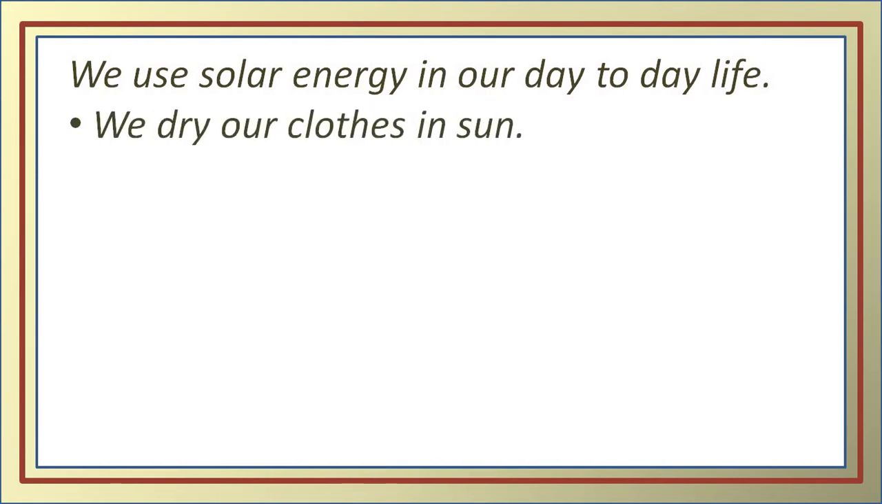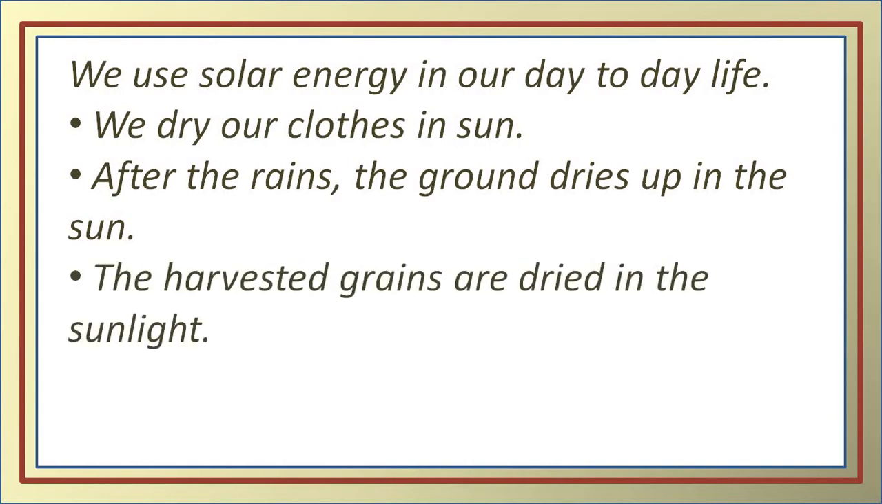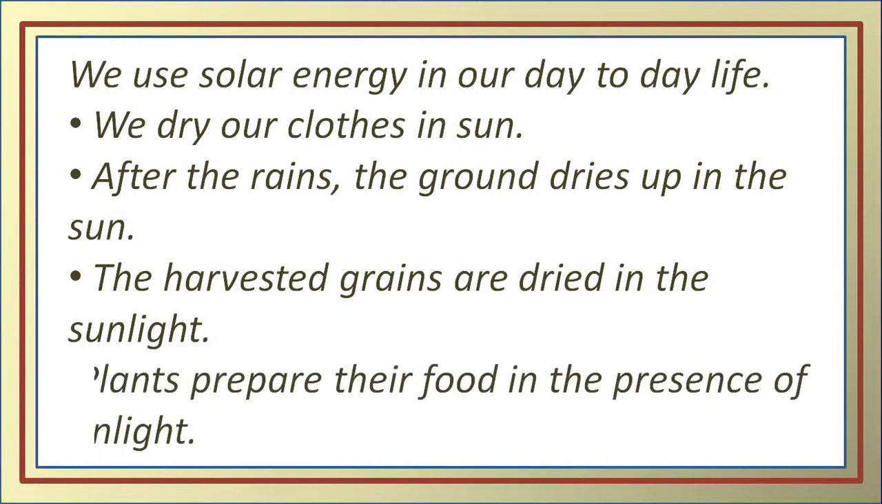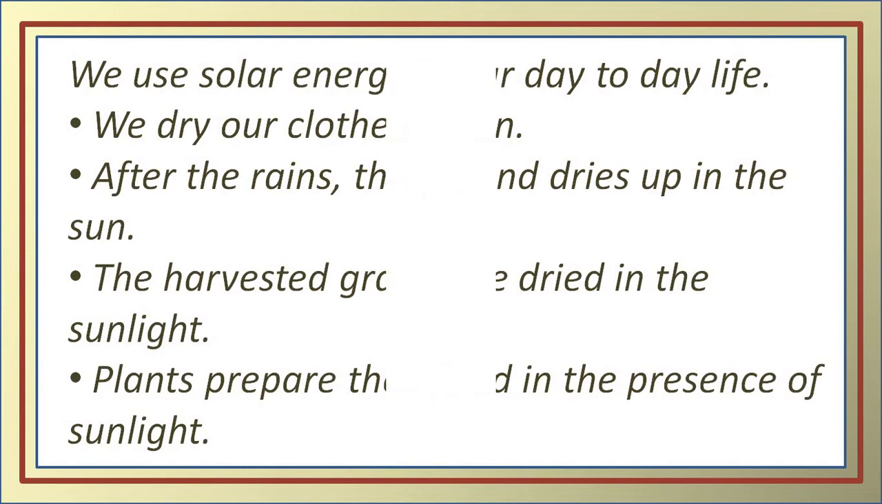For example, we use sunlight to dry our clothes. After rain, when the ground becomes wet, it also dries up due to the sun. The harvested grains are dried in sunlight, and plants prepare their food in the presence of sunlight. So sunlight is very important because it helps in drying our clothes, the ground, and harvested grains, and plants also need sunlight to prepare their food.